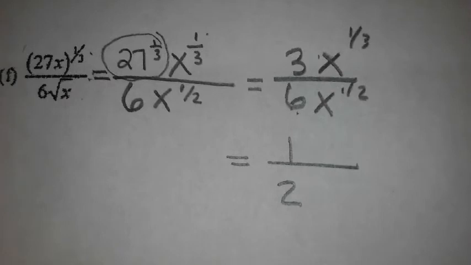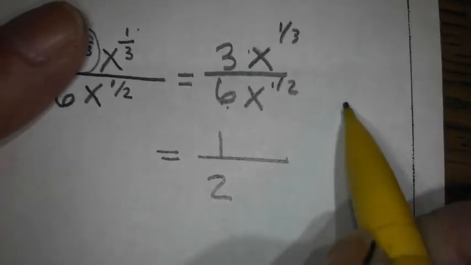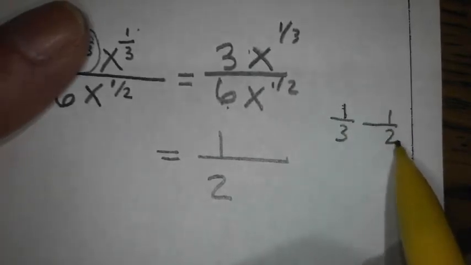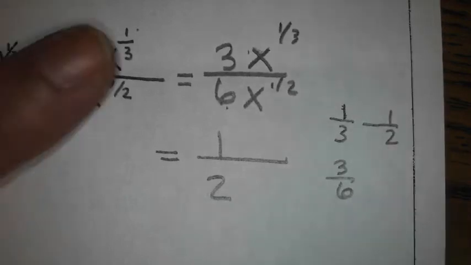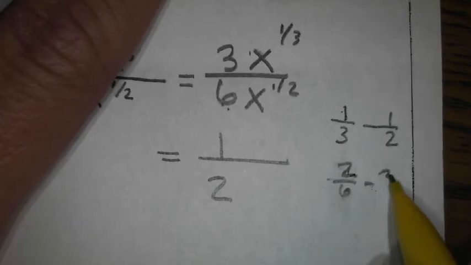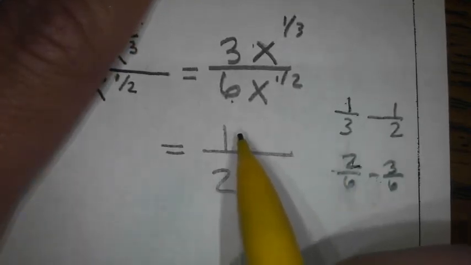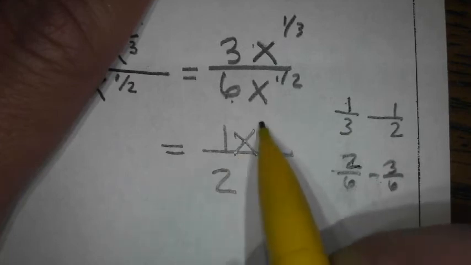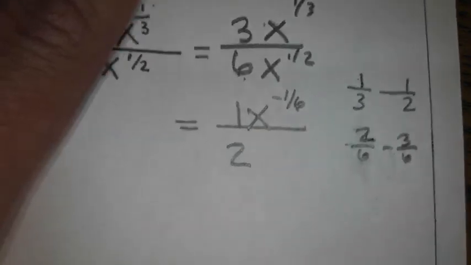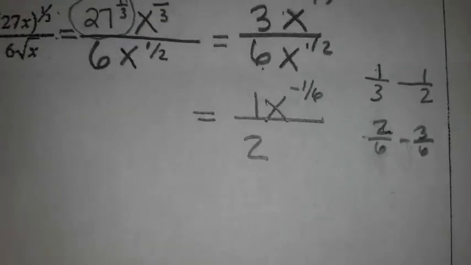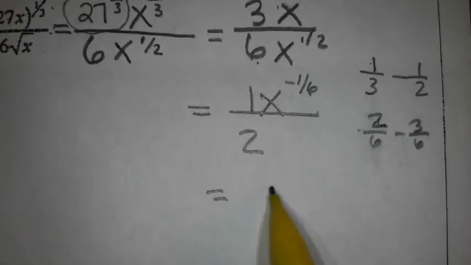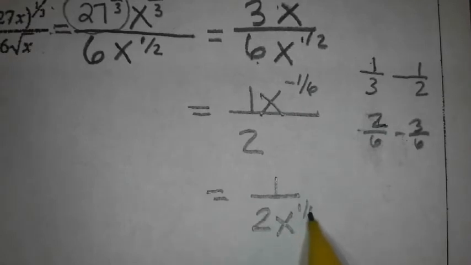X to the 1/3 divided by x to the 1/2, we're supposed to do what with those exponents? Subtract 1/3 minus 1/2. That's going to be 2/6 minus 3/6, which is, what's 2/6 minus 3/6? X to the negative 1/6. Are we allowed to leave negative exponents in our final answer? No. So 1 over 2x to the positive 1/6.